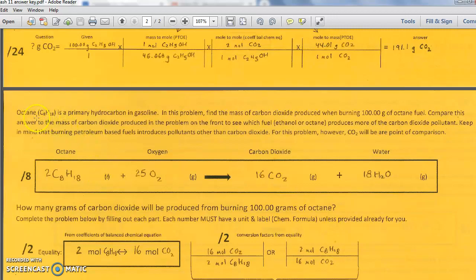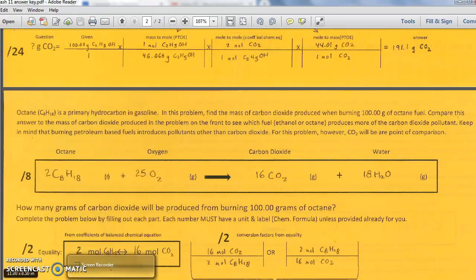Oct means 8. Octane is C8H18, and it's one of the primary hydrocarbons found in gasoline. In this problem, if we're burning 100 grams of octane, they want to know how many grams of carbon dioxide would be produced. So this is a mass-to-mass problem again. Our given is 100 grams of C8H18. What we're trying to find out is how many grams of CO2 would be produced.